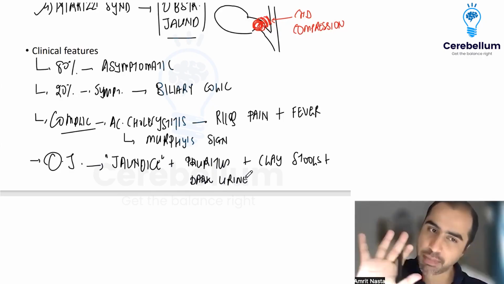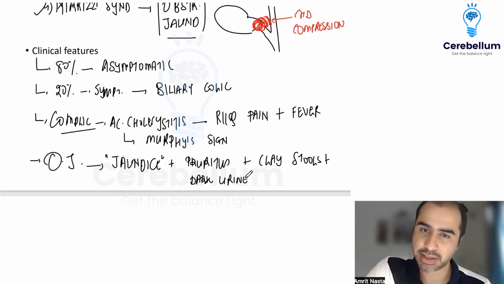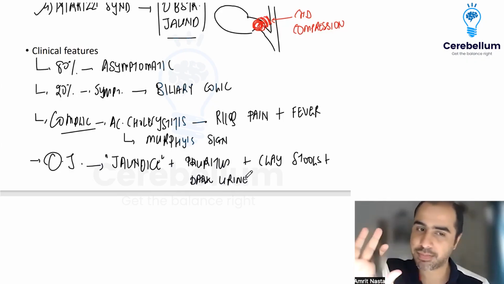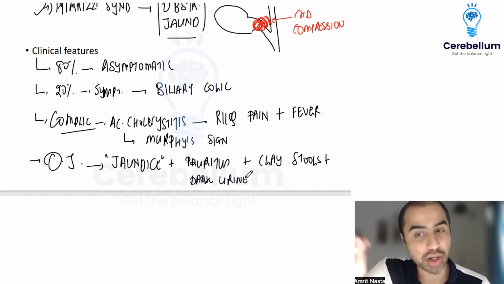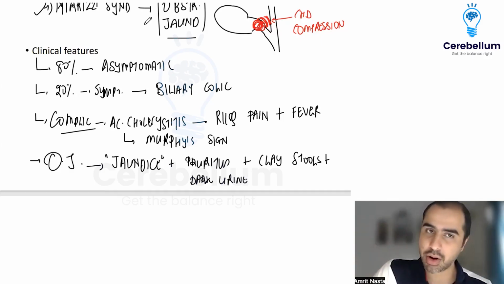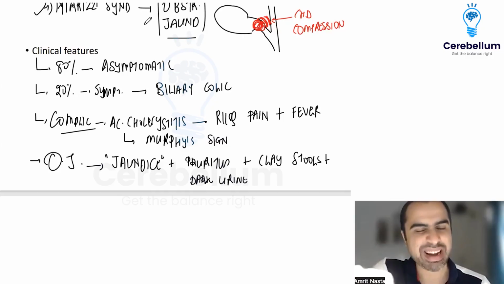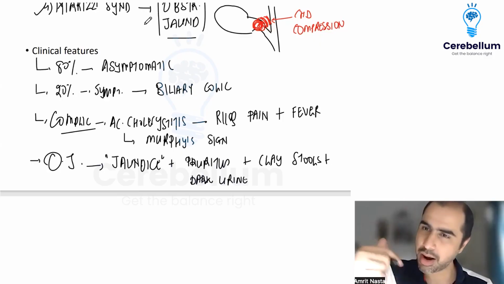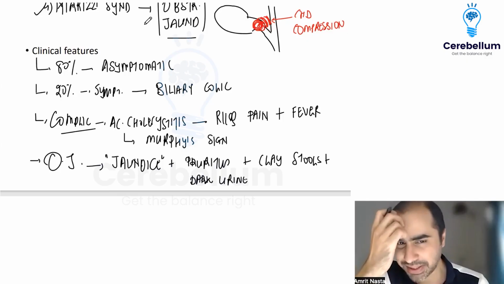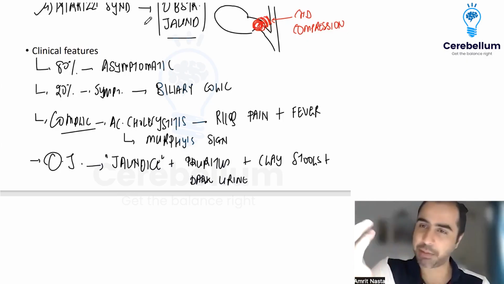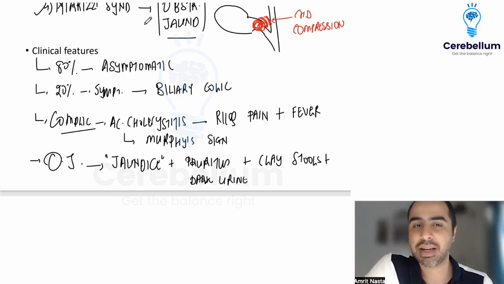So gallstones: biliary colic. Cholecystitis: pain, fever, tenderness. Obstructive jaundice: pruritus. So this is how a person with gallstones will normally present, if at all. But 80% of people have no symptoms. How will you diagnose and how will you treat? Asymptomatic people will be diagnosed by chance.